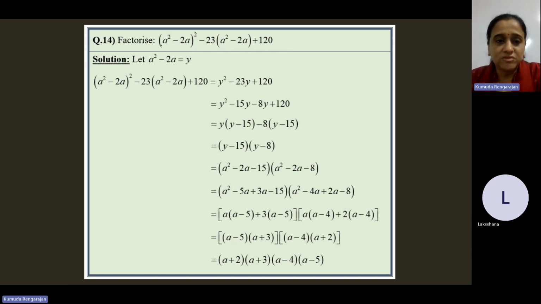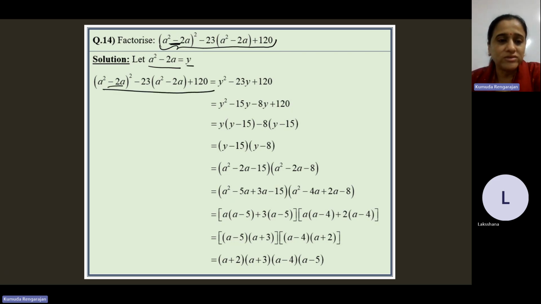Listen. In this expression, we have a squared minus 2a common. To make the expression look simpler, we replace a squared minus 2a with any other variable, not a, because a is already used in the expression. Something else other than a, so maybe x, y, z. Here I say let a squared minus 2a be equal to y. Now rewrite this expression by replacing this one with y. So how will this look?